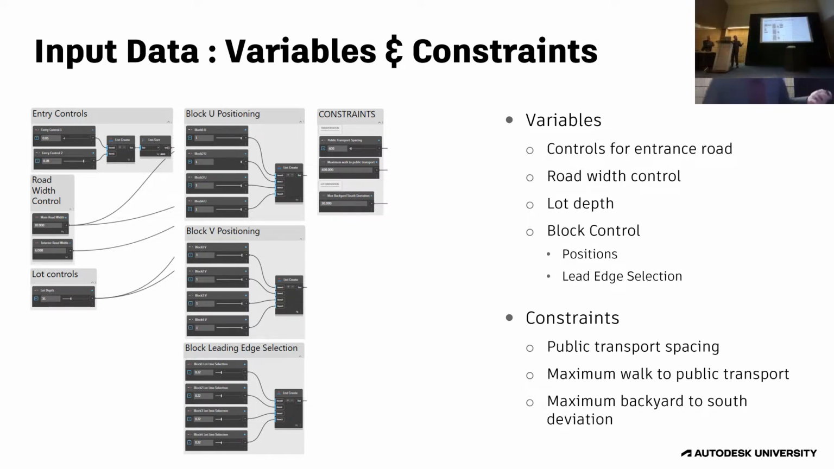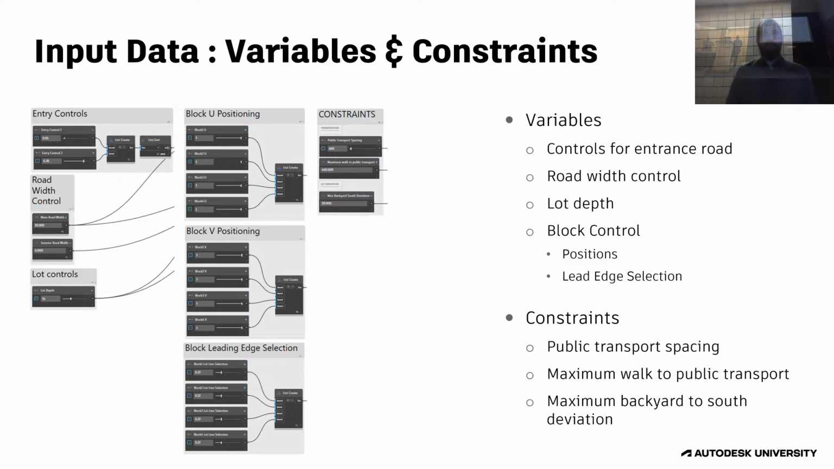After that, we've got these other two pieces, which are our block positioning. We've got U and V values for where our blocks are going to start within the larger site. And then our block leading edge selection. This is a means of selecting an edge around each one of these little sub-blocks that our secondary roads are going to be perpendicular to.